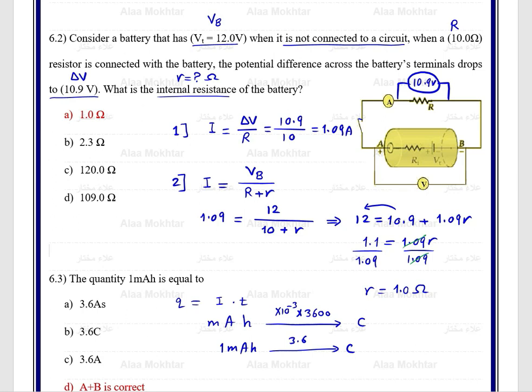Okay, if I need to convert again from milliampere to ampere, and from hour to second with 3,600, then ampere hour is equal to 3.6 ampere second, and at the same time equal to 3.6 coulomb. So the answer A is correct and B also is correct.